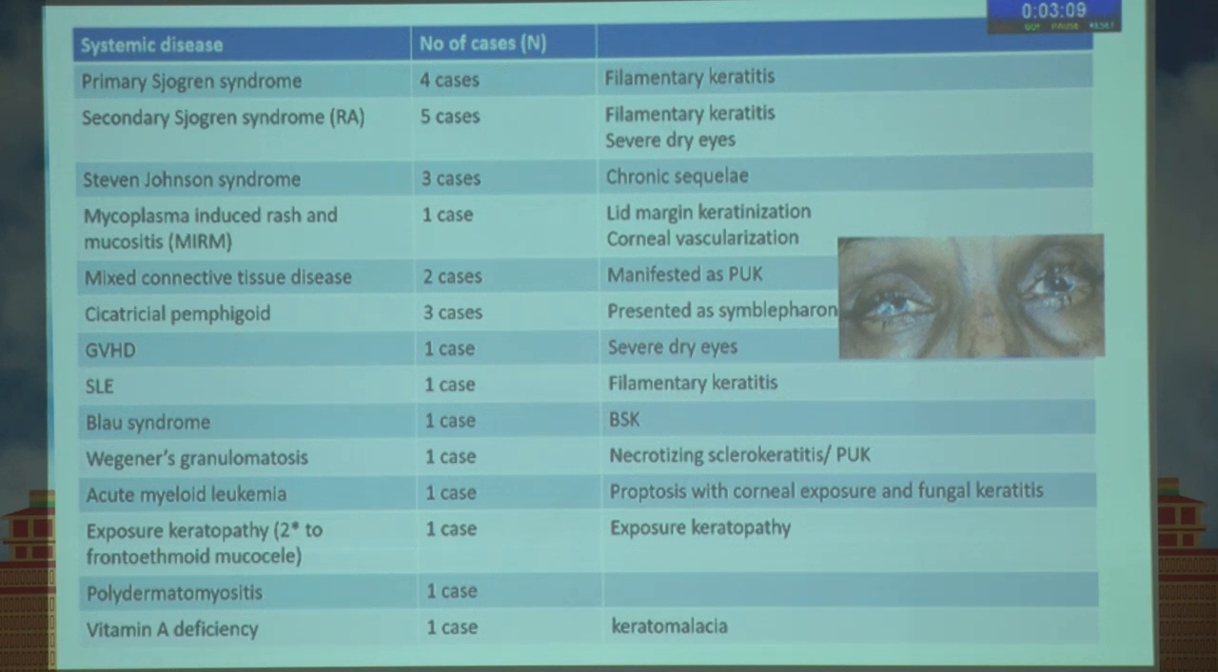Primary Sjögren's syndrome and secondary Sjögren's syndrome manifested as severe dry eye, filamentary keratitis, and confluent SPKs. Patients with Stevens-Johnson syndrome and mycoplasma-induced rash and mucositis presented with lid margin keratinization and corneal vascularization. Patients with GVHD and SLE again presented with severe dry eye picture. Patients with Wegener's granulomatosis presented as necrotizing sclerokeratitis and peripheral ulcerative keratitis. Patients with vitamin A deficiency presented as keratomalacia. So these were the various systemic diseases which we could identify primarily in the cornea clinic, and these are the corneal manifestations mentioned on the right.